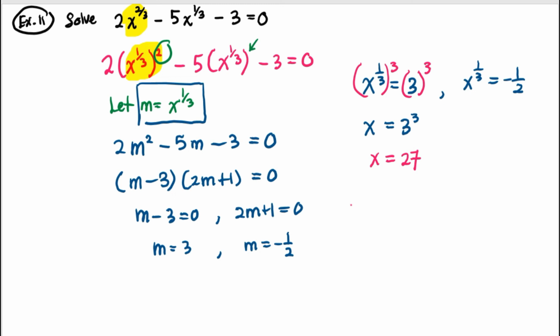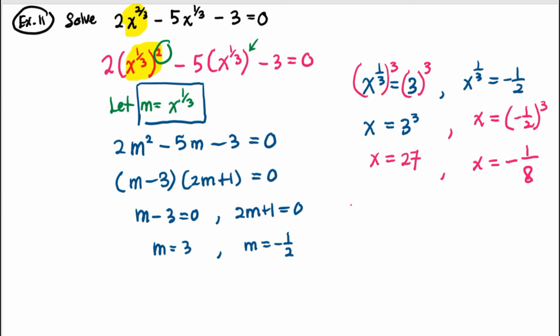For this case, we have to take the power of 3 on the right side. I'll have negative 1 over 2 to the power of 3. So taking that to the power of 3 gives negative 1 over 2 to the power of 3, which is actually negative 1 over 8. All right, so we have two answers here. Okay, so we are done with this one.